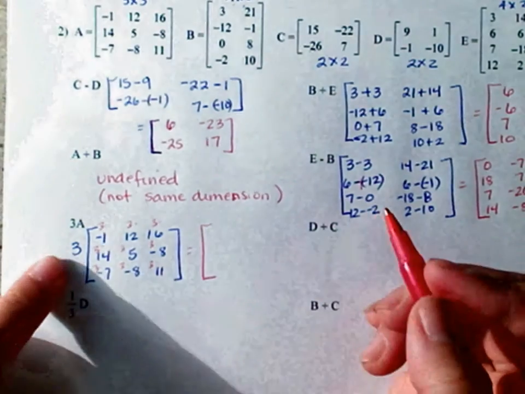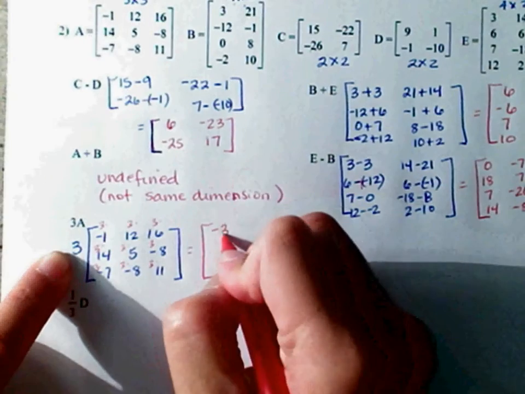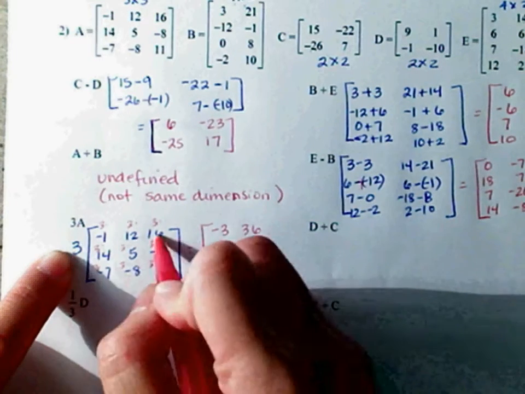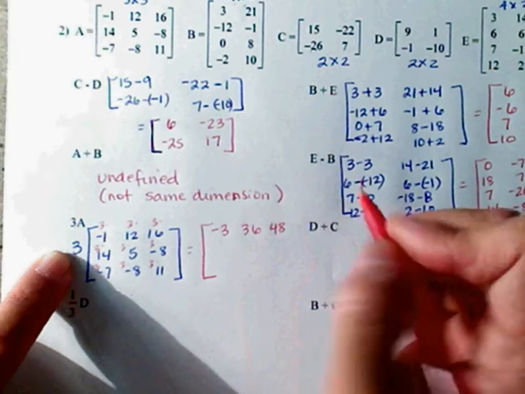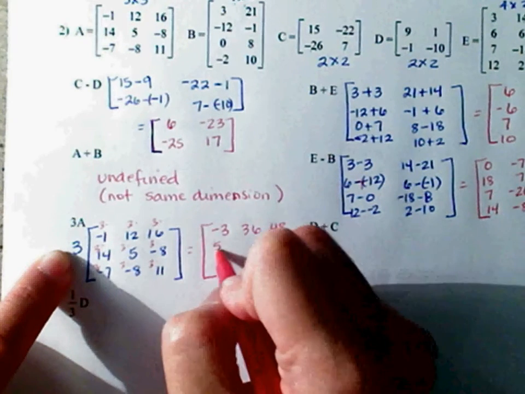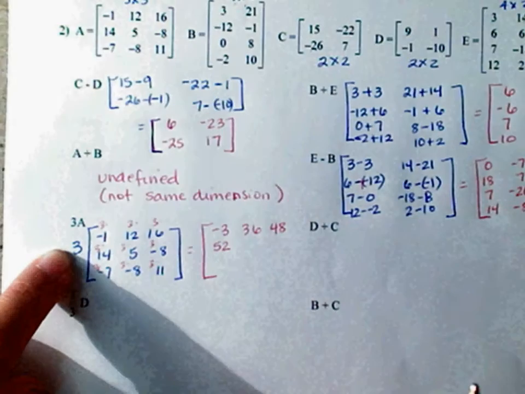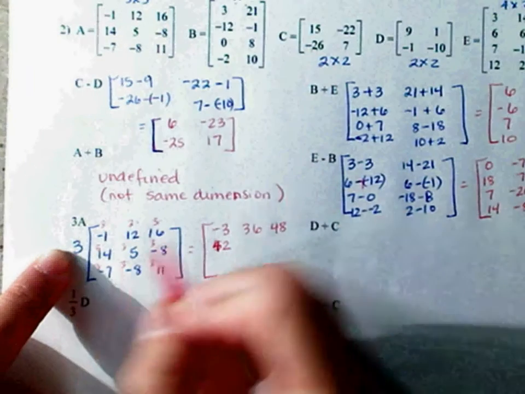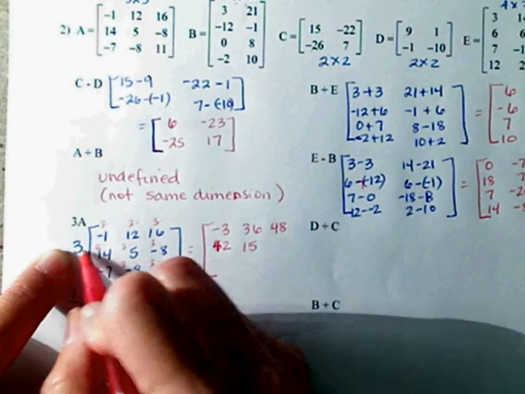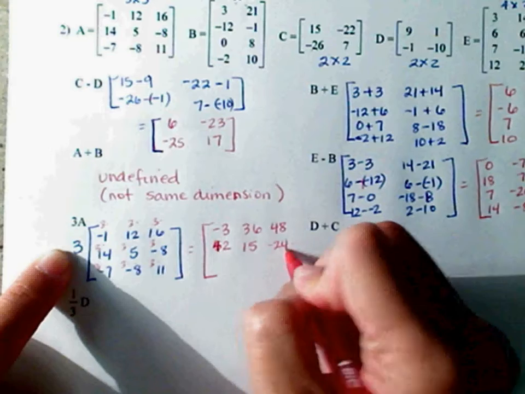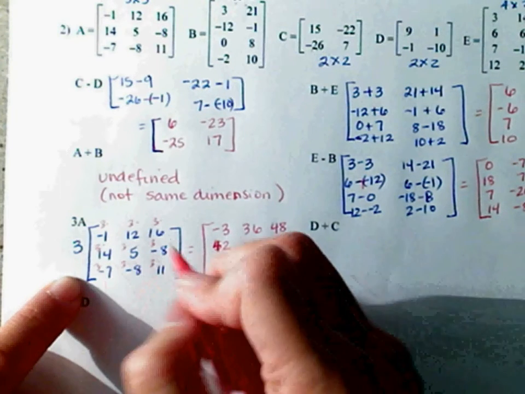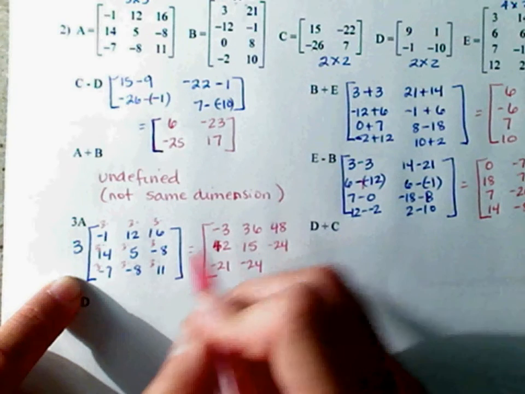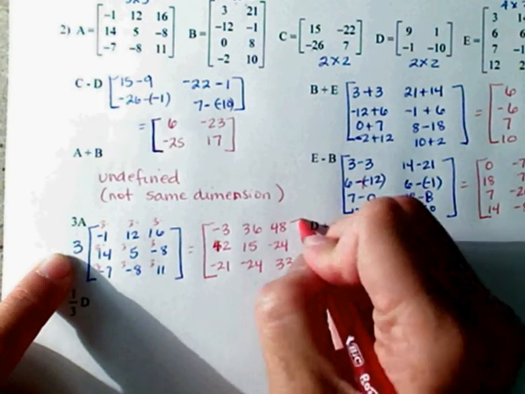3 times negative 1 is negative 3. 3 times 12, 36. 3 times 16, 48. 3 times 14, 52. Wait a minute. I don't think so. 42. My apologies. I knew that didn't look right. 3 times 5, 15. 3 times negative 8, negative 24. 3 times negative 7, negative 21. 3 times negative 8, negative 24. 3 times 11, 33. And there you have your solution.